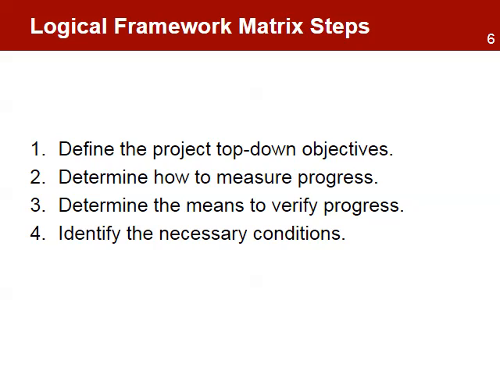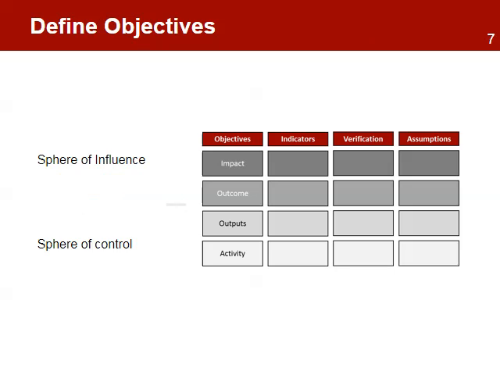The steps to develop the log frame matrix include the definition of the project top-down objectives. This is the hierarchy of objectives or the results chain. Then, to determine how to measure progress, identification of indicators. Then is to determine the means to verify progress. These are the sources of information on data indicators. And then to identify the necessary conditions. These are the assumptions or the favorable conditions for the success of the project.